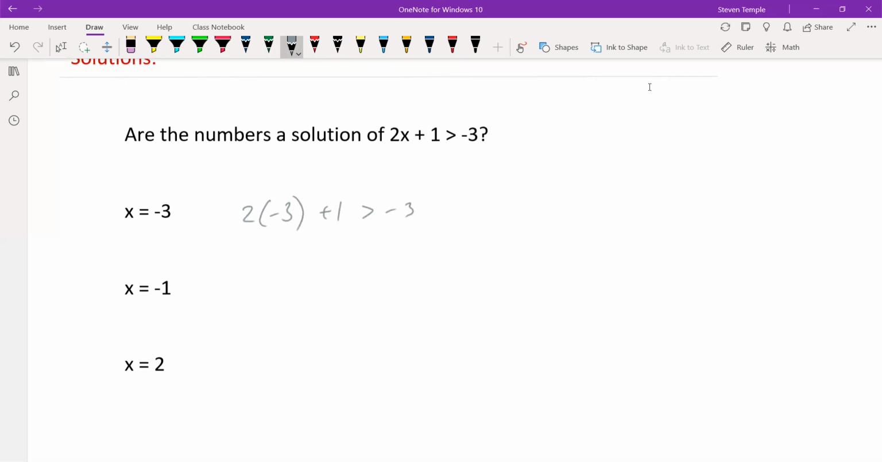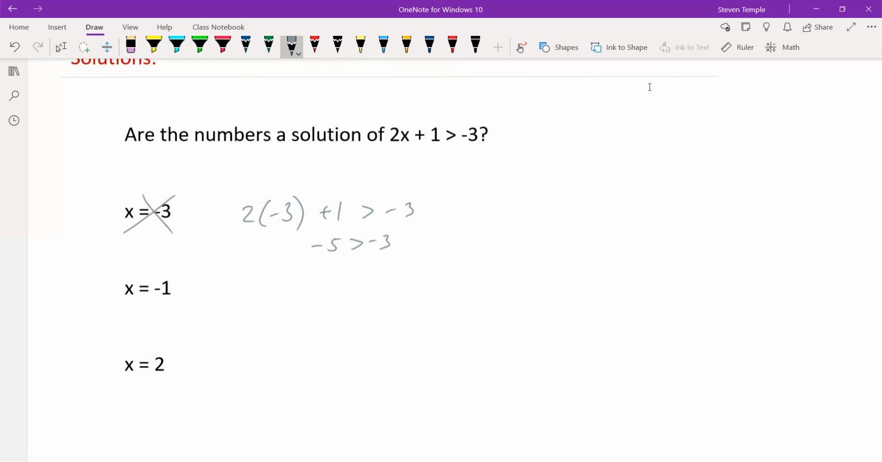And then do your order of operations. 2 times -3 is -6. -6 plus 1 is -5. And then you have to ask yourself, is -5 greater than -3? Is that true or false? And of course, that would be false. -5 would be less than. So this is not a solution.